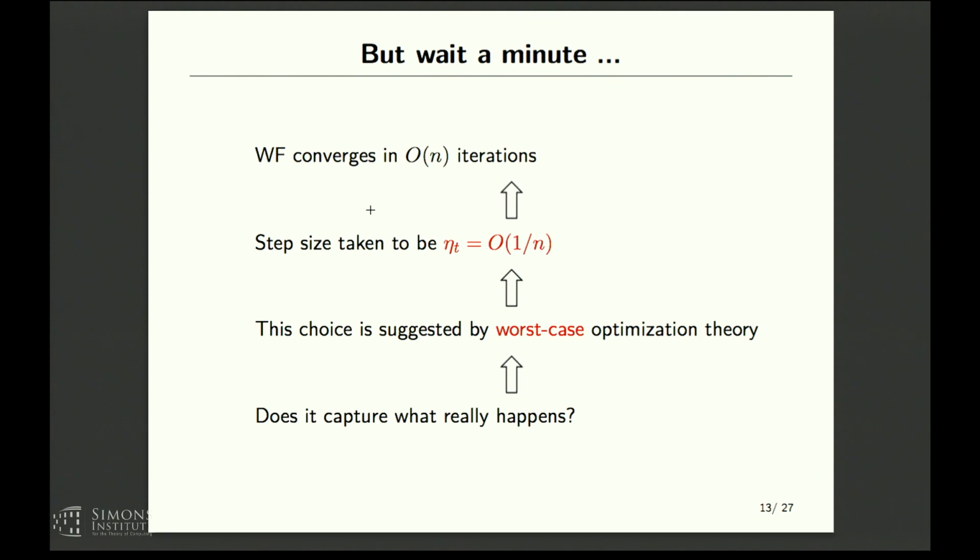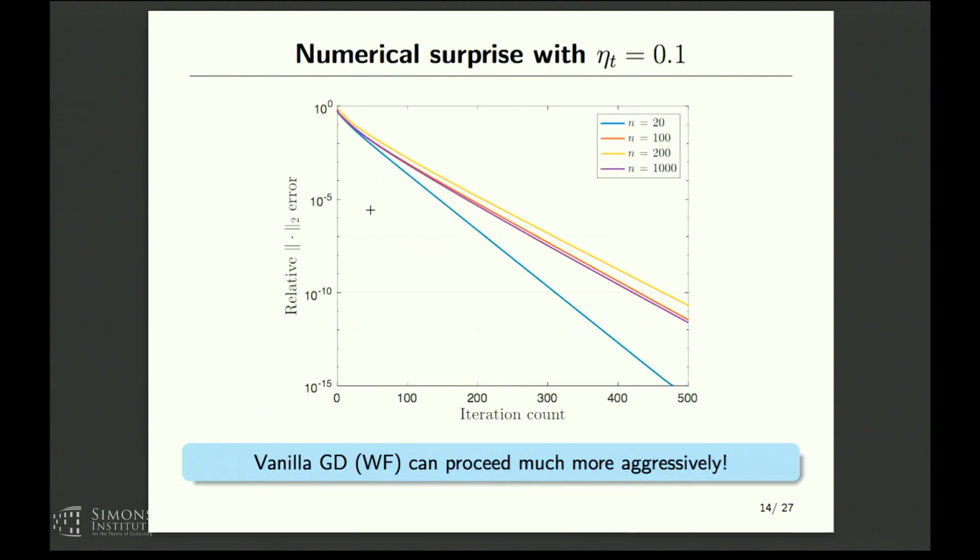In order to answer this question, let me first collect some numerical evidence as an illustration. Let's run Wirtinger flow for different problem sizes ranging from 20 to 1,000, and fix the step size to be 0.1 rather than 1 over n. It seems that in all of the cases the algorithm converges very fast. In fact, for most of the cases, within 200 iterations you get something like 5-digit accuracy. So even the vanilla version of gradient descent could work much more aggressively than suggested by the Wirtinger flow theory. Now the question is why this efficiency is unexplained by the existing theory.